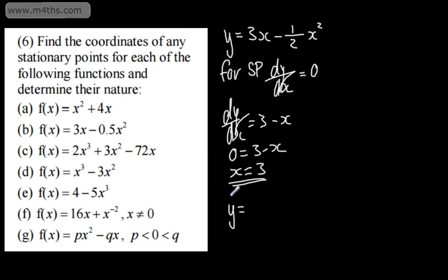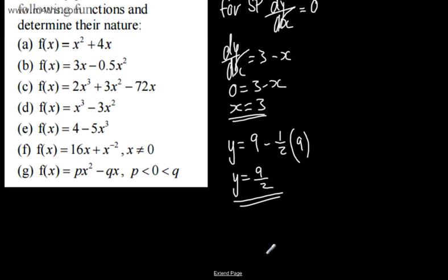So y is going to be now 3 times 3, which is going to give me 9. Then we're going to have now minus 1/2 of 9. So what's that going to give me? That's going to give me 9 over 2. So y is going to be equal to 9 over 2. So the coordinates of the stationary point are 3, 9 over 2. So that is my stationary point just there.